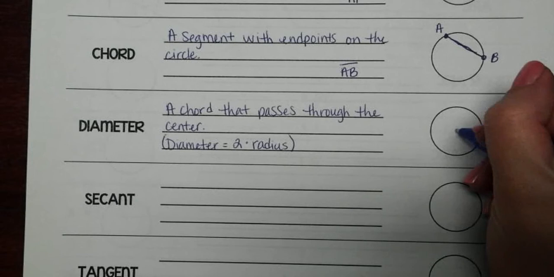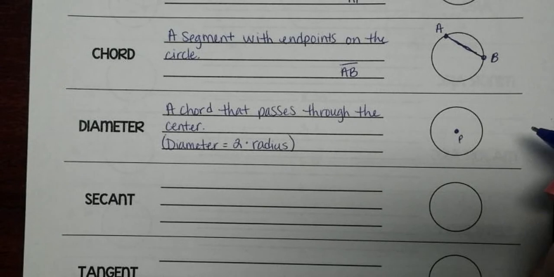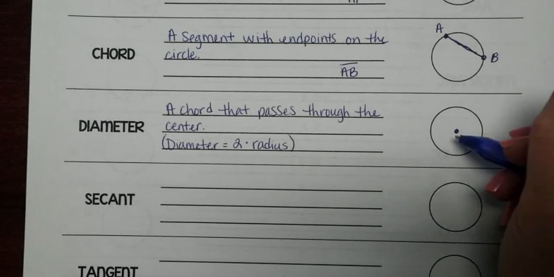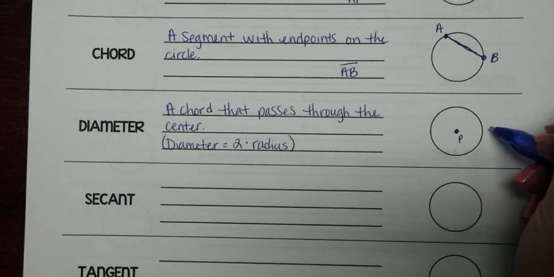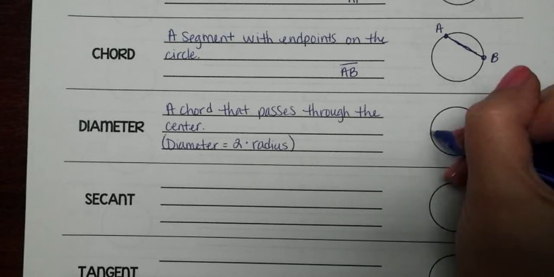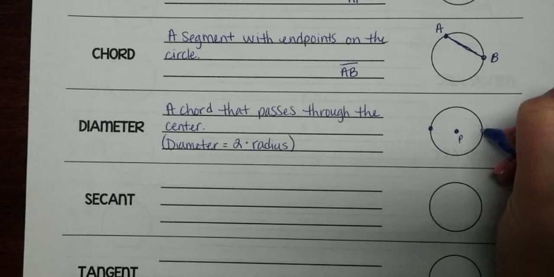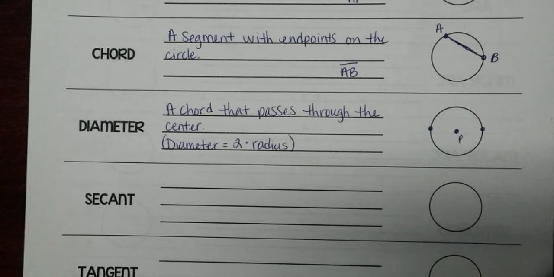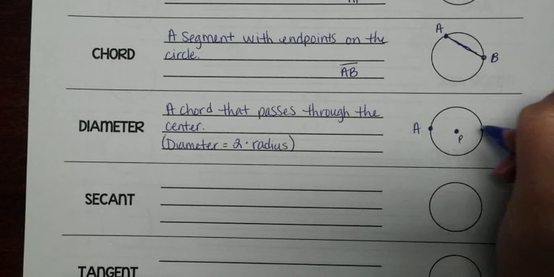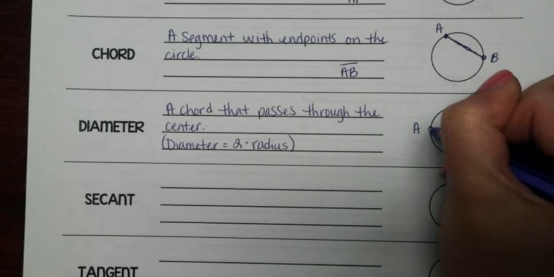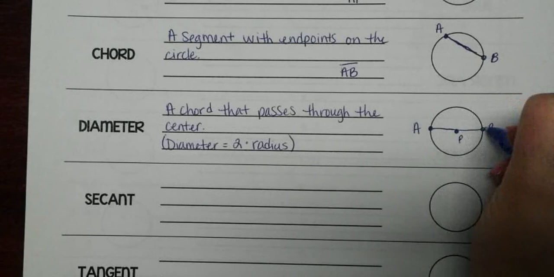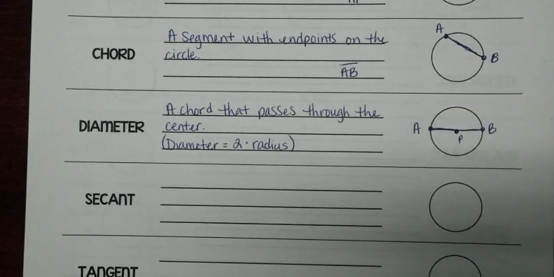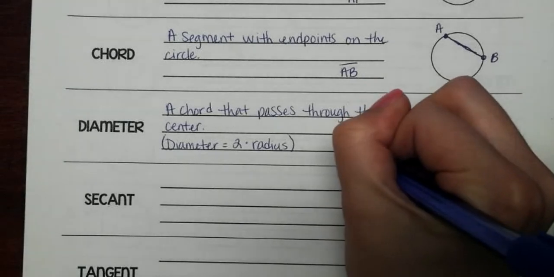So let's start out by drawing the center of our circle. I'm going to name it P. And then let's draw two endpoints. I want it to go straight through the center. So I'm going to put it here and here. And I'm going to name them A and B. And I'm going to draw a line that goes straight through. Okay? So my diameter here is segment AB.